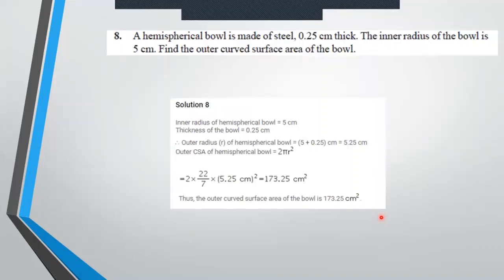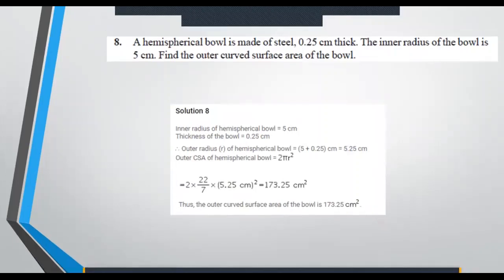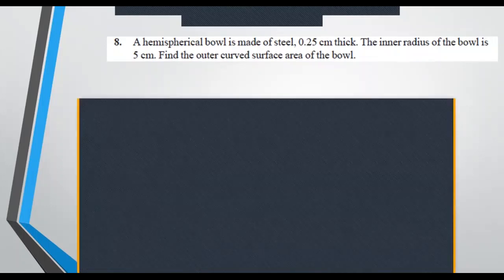Yes, ma'am. Chalo, wind it up. Oh, I've taken the 8th one. Okay, fine, and we are doing the 8th one, because it's a bit different. A hemispherical bowl is made of steel, 0.25 centimeter thick. Now the thickness is given, so be alert. The inner radius of the bowl is 5 centimeter. Can somebody tell me what is the outer radius? Because they are asking about the outer curved surface area of the bowl. So we need 5.25 centimeters. Perfect. Now move ahead.